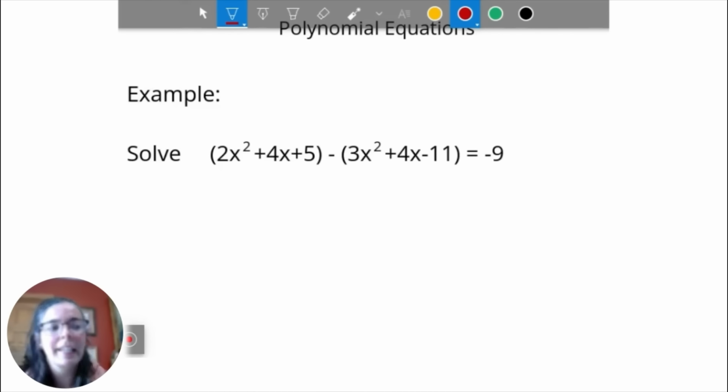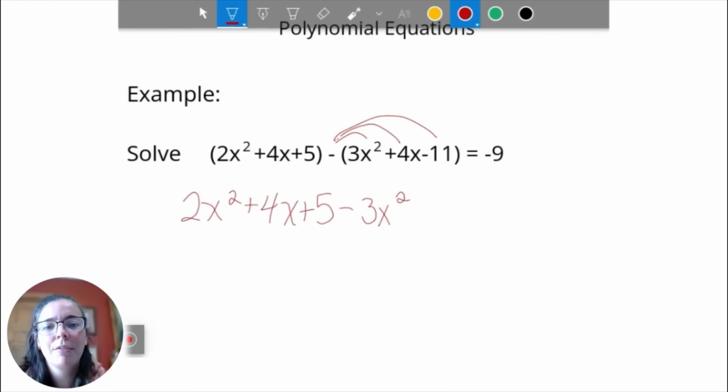So let's solve something like this. 2x squared plus 4x plus 5 minus 3x squared plus 4x minus 11 equals negative 9. So first thing is to get rid of this minus sign here. So we need to distribute this. The first set of parentheses can just stay the same, but when I distribute this negative sign, I get negative 3x squared minus 4x plus 11, and that equals negative 9.